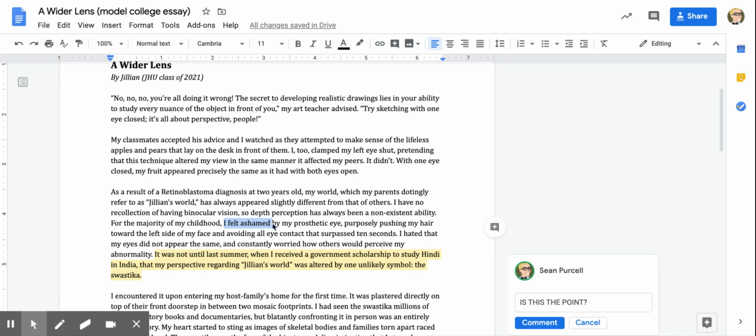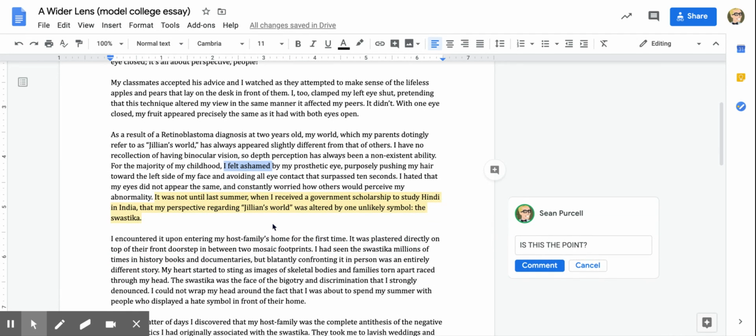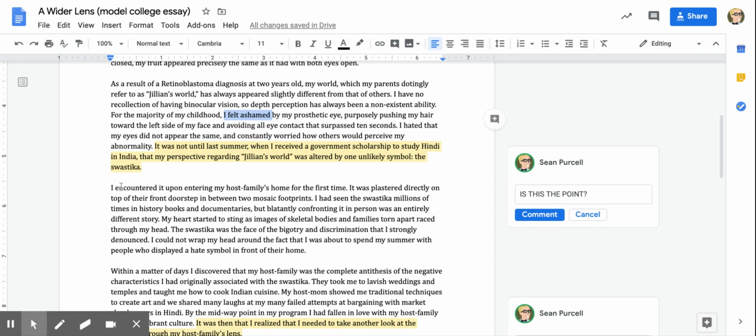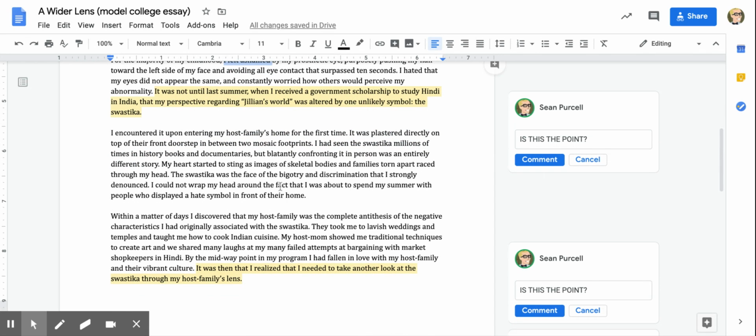The other conflict that people sometimes point out here takes place when she goes to India and she confronts the swastika. So right in here, "I encountered it. I'd seen it before. My heart started to sting as images of skeletal bodies and families torn apart raced through my head." So this is a really uncomfortable moment for her, and that right there is a kind of conflict. I'd say this is also a kind of internal conflict.